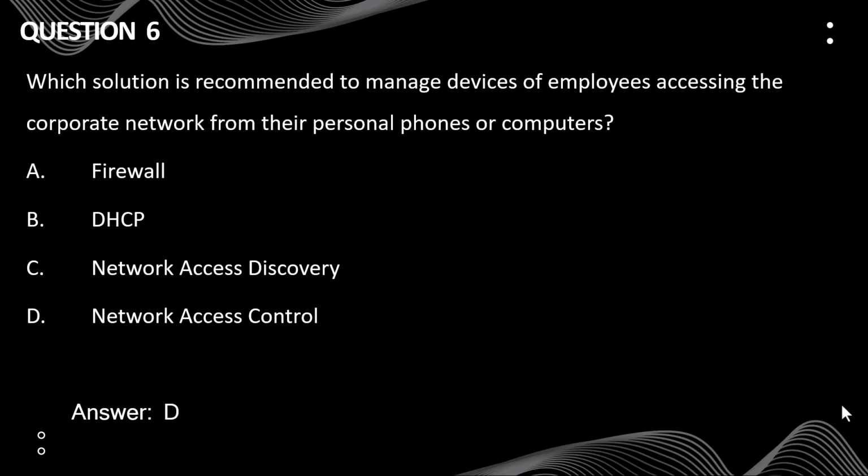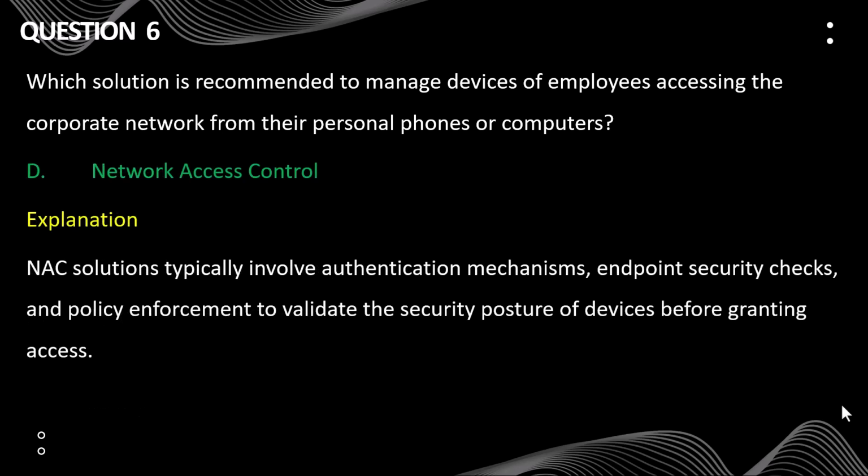The network access control involves authentication mechanisms, endpoint security checks, and policy enforcement. Now, this is done to validate the security posture of devices before granting access. So when employees have their personal devices, especially when they are outside the office environment, network access control ensures that before any data is accessed, the subject, which is the person trying to access, must have full authentication and authority to view such data. So it goes through authentication mechanisms, endpoint security checks, and enforces policies in order to validate the security posture of the device and then grant access to the subject.